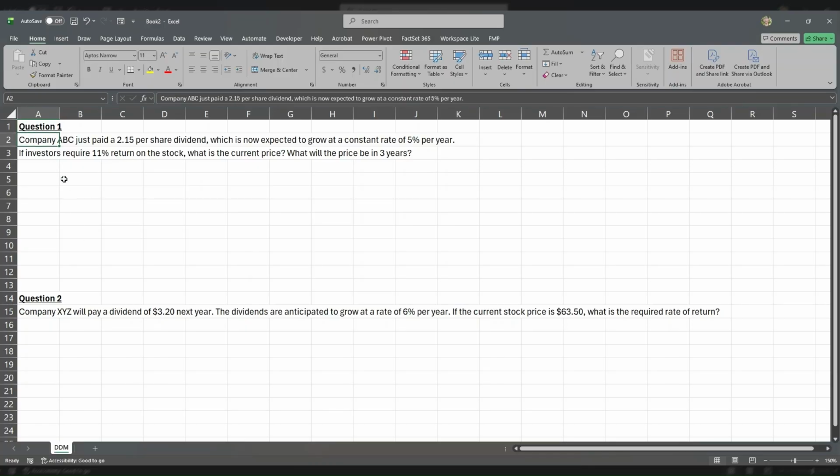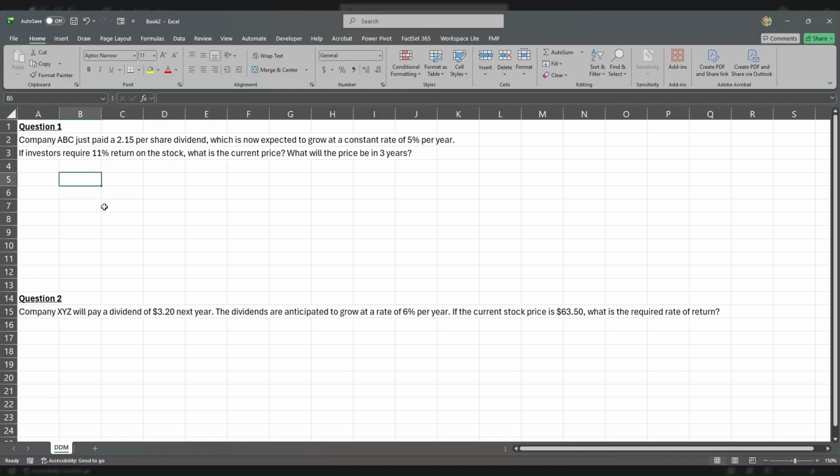So company ABC just paid a dividend of $2.15 per share, which is now expected to grow at a constant rate of 5% per year. If the required rate of return on the stock is 11%, what is the current price and what will be the price in 3 years from now?